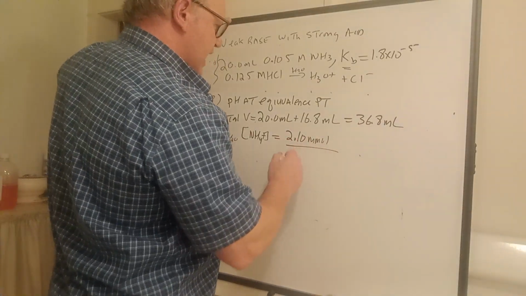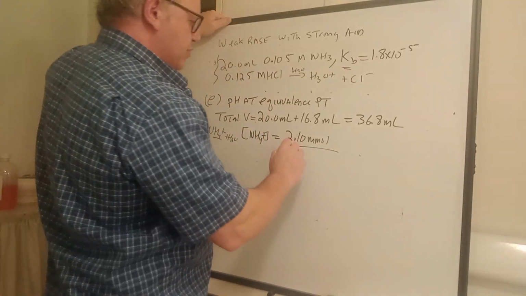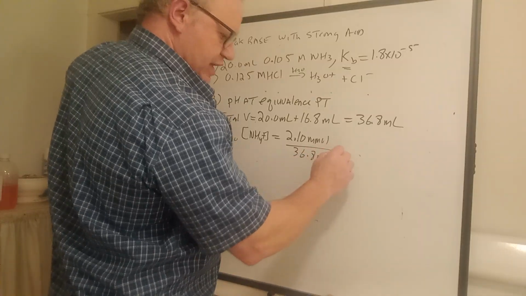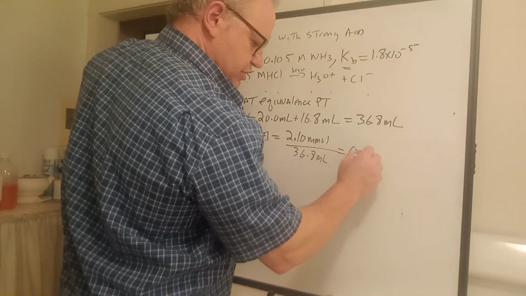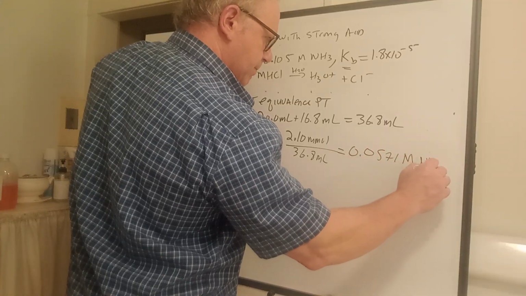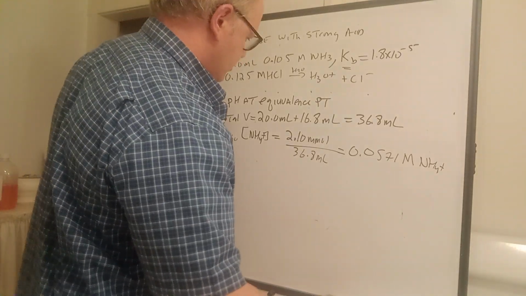And I will divide this now. It doesn't have the same molarity as the ammonia did initially because it's swimming in a bigger volume. So I'm going to divide by 36.8 milliliters and I get 0.0571 molar ammonium. So that's the molarity.